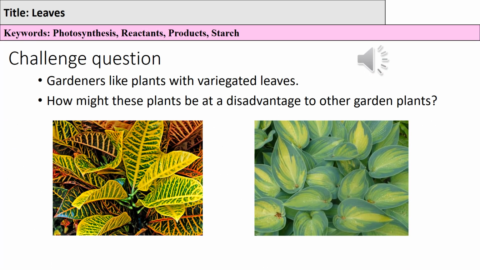So, challenge question to our grammar stream and our high flyers. Why might gardeners like plants with variegated leaves? So here are 2 photographs of leaves that are variegated, so quite different to our normal green leaves. Are these better or are they disadvantaged? Do they have a disadvantage compared to other plants in the garden? What do you think?